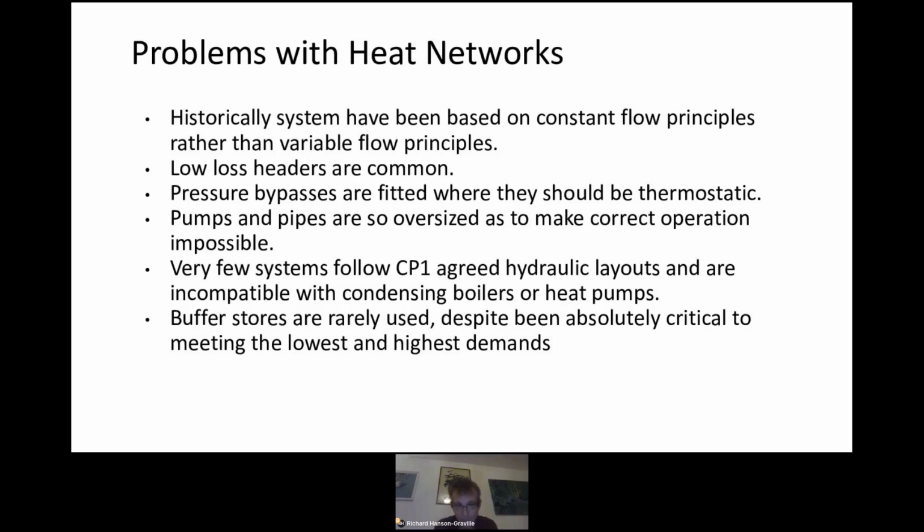Buffer stores, they're rarely used. I mean, they are used, but they're rarely used properly. They're absolutely critical to meeting the lowest and highest demands. Most of the problems we see on networks, to be honest, are to do with low load problems with massive boilers, and there's a lack of a buffer store, and you simply can't connect a 10 kilowatt load to a megawatt boiler.